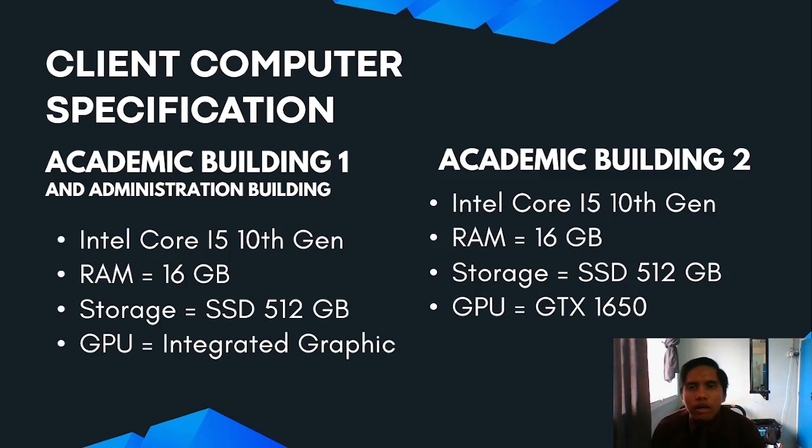This is because academic building 1 is for students like DIA, DCN or DG who can use these PCs, and staff can use them for the server. And in academic building 2 we use Intel Core i5 10th Gen, RAM 16 GB, storage SSD 512 GB, and the GPU is GTX 1650. This is for DCD students who do 3D rendering and animation.